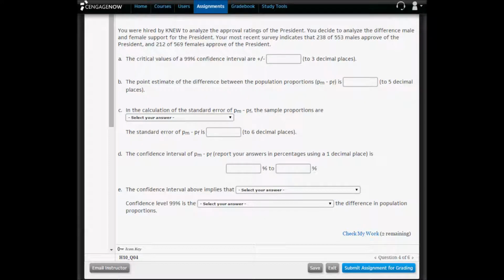In problem 4, we're going to build a confidence interval for the difference in two proportions. Your confidence interval is going to determine whether there's a difference between male and female support for the president. The sample proportion for male support of the president is found by dividing 238 by 553. The sample proportion of female support for the president is found by taking the ratio of these two numbers. And I've copied these numbers already into Excel.